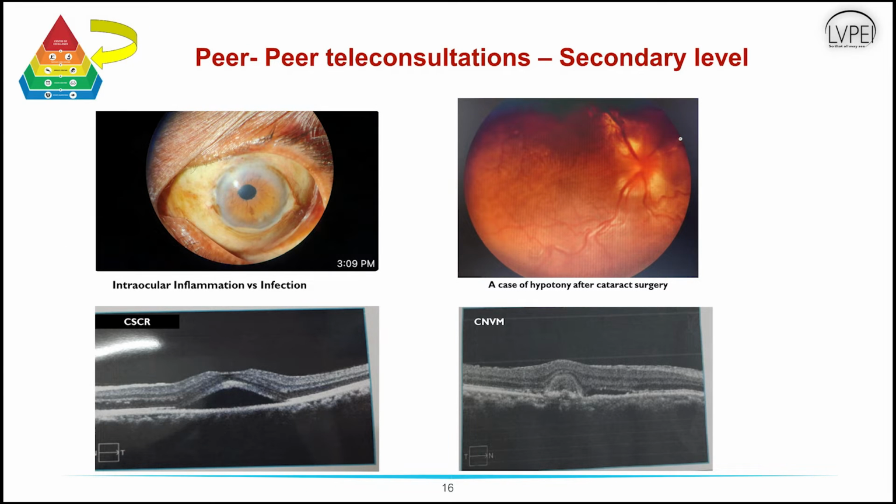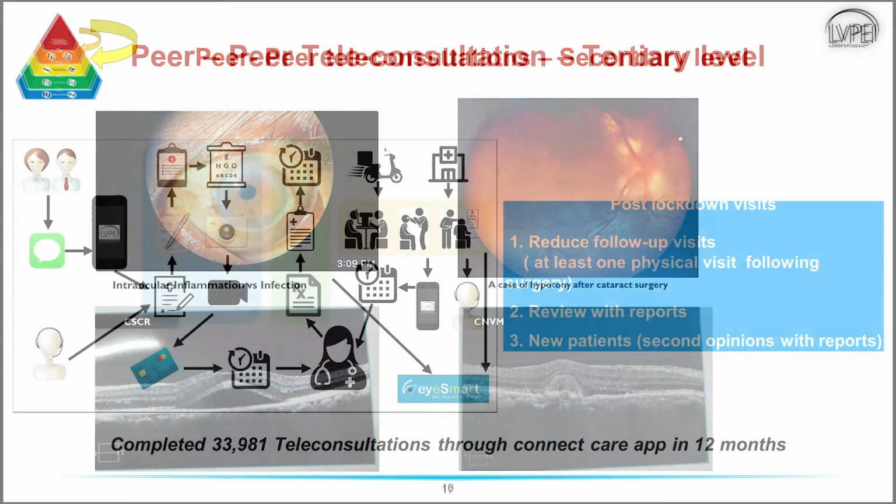The case examples of diseases consulted for at this level include a range of eye conditions with a higher level of diagnostic infrastructure. Examples include solving dilemmas related to inflammation versus infection, or a case of hypotonic maculopathy following cataract surgery, CSCR or CNVM. These diagnoses are made using the clinical examination details from the electronic medical record and supporting investigations, such as fundus photographs or OCT.